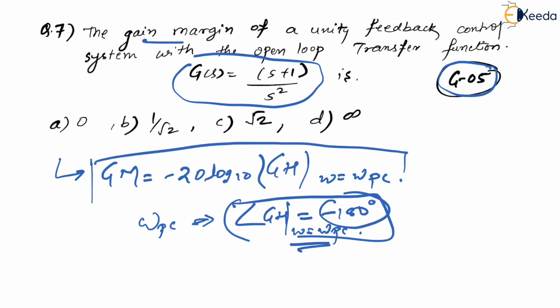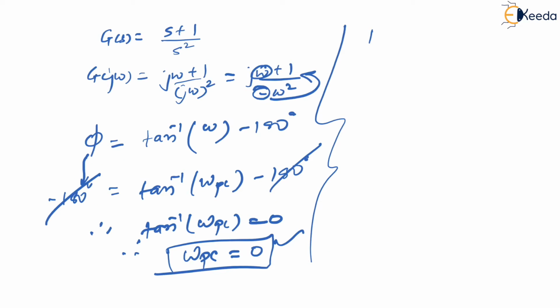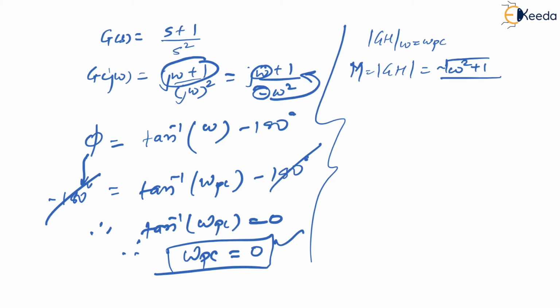is nothing but minus 20 log of mod of GH at omega equal to omega PC. So what is mod of GH at omega equal to omega PC then? Let us find out that. For that, let me write down M, which is nothing but mod of GH. What is that? It will be nothing but what? For the numerator, what do you get? For the numerator you get under root of omega squared plus 1, divided by what? You get omega squared on down.